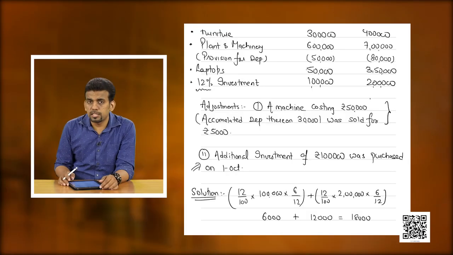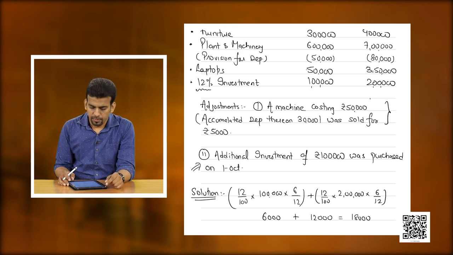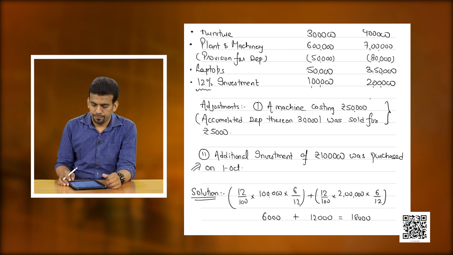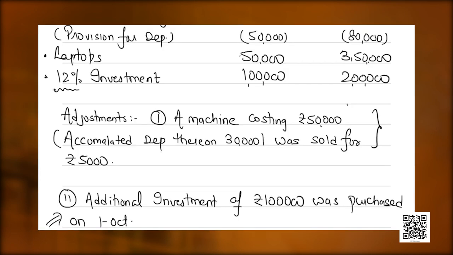Now we have one more adjustment, that is plant and machine. We have provision for depreciation as well, and one adjustment also. In the adjustment, a machine costing rupees 50,000, with accumulated depreciation thereon of 30,000 rupees, is sold. Now it is sold. So whenever you face such an adjustment, we have to make a machine account and a provision for depreciation account. Let's see how we make that.